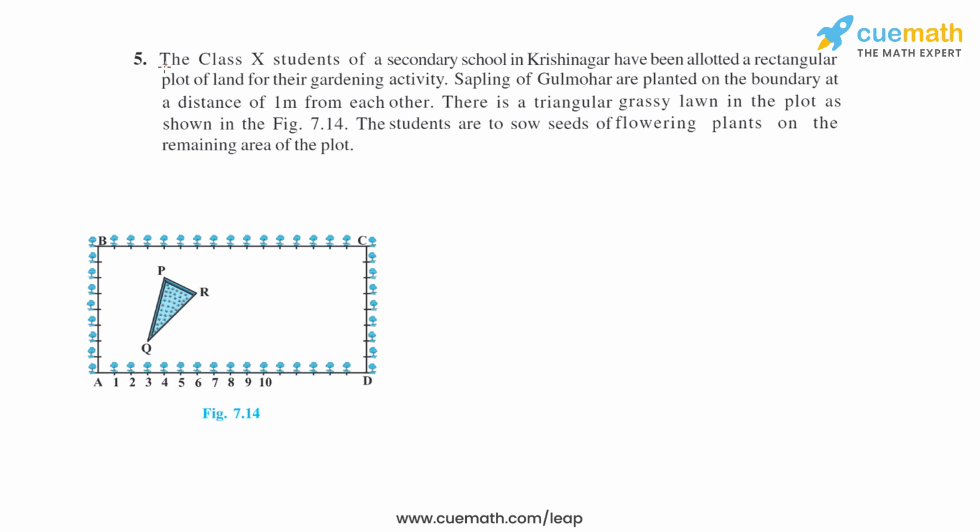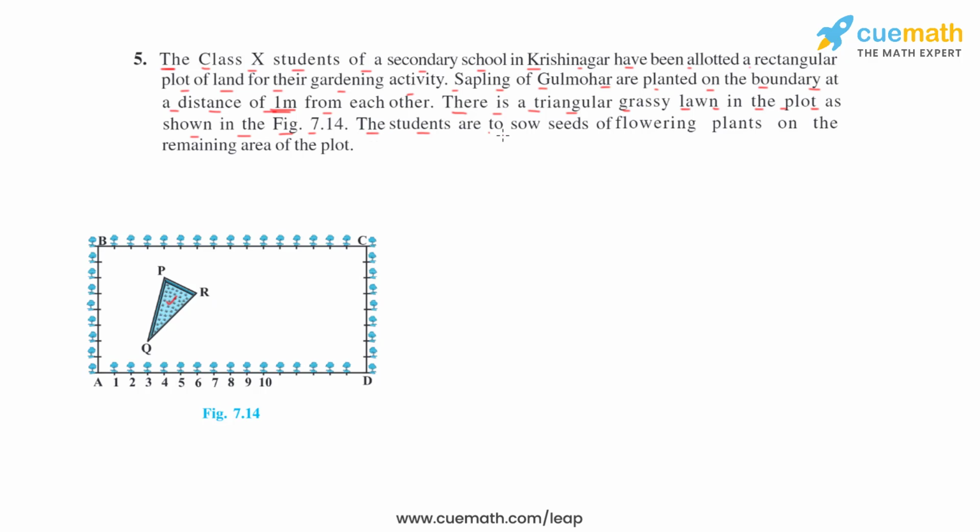Fifth question. The class 10 students of a secondary school in Krishinagar have been allotted a rectangular plot of land for their gardening activity. Saplings of gulmohar are planted on the boundary at a distance of 1 meter from each other. As you can see in the figure, saplings of gulmohar are planted at a distance of 1 meter from each other. There is a triangular grassy lawn in the plot as shown in the figure. So this is a triangular grassy lawn.